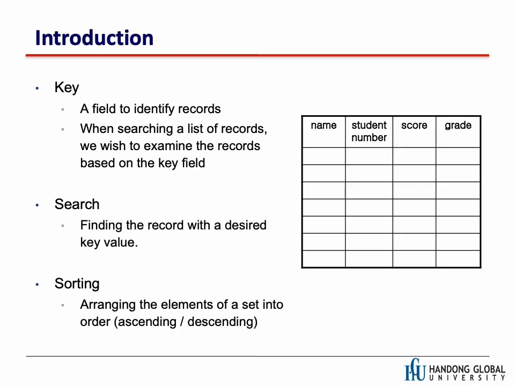The key is a field to identify records, and when searching a list of records, we wish to examine the records based on the key field. Actually, we used this key in the binary search tree, okay? So I think you're already familiar with the key. All the operations are based on this key, okay? So search is to find one record with a desired key value. We already did that in the binary search tree. And sorting is to arrange the elements of a set into order. Basically, we have two different orders: ascending order and descending order.